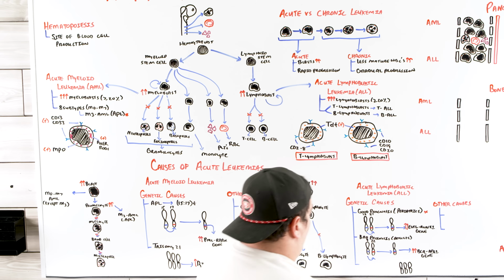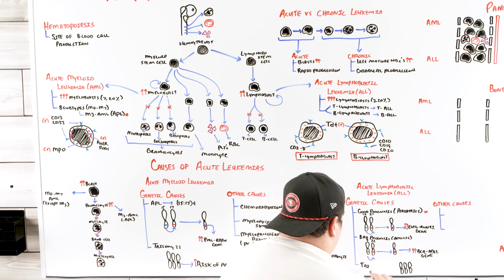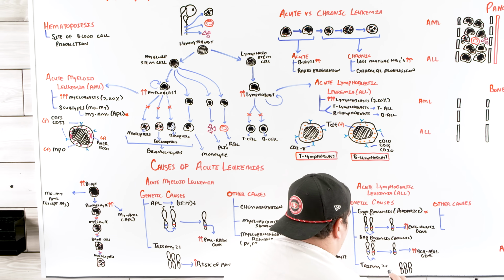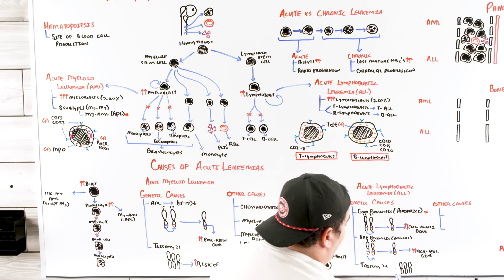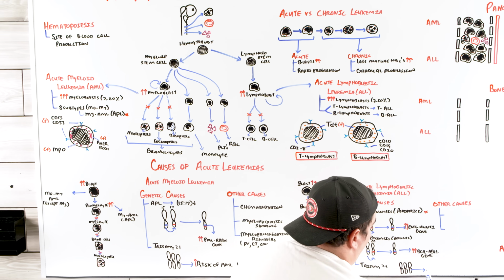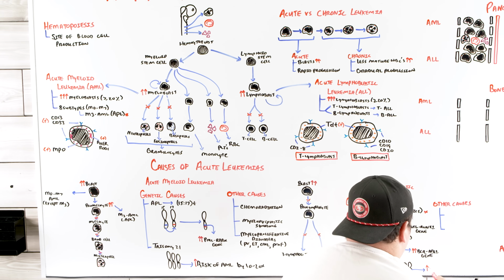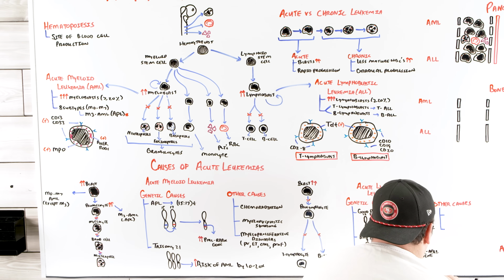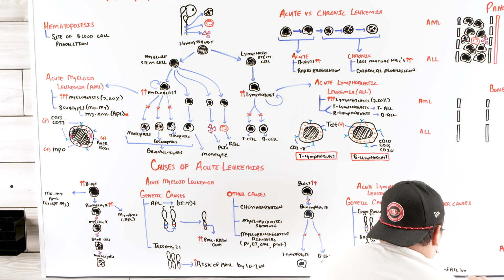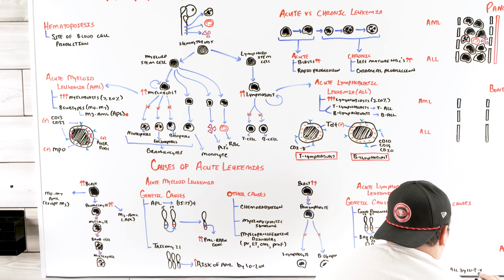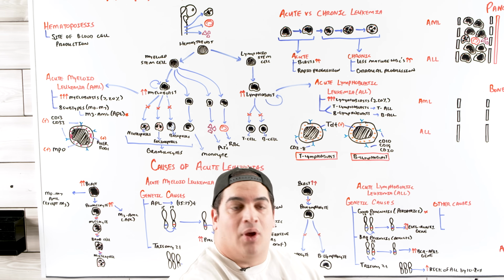I already mentioned this before, but again, trisomy 21 is just a nice little quick reminder that patients with Down syndrome, what happens? They carry a significant risk. Anytime you have this, you increase your risk of ALL and AML by 10 to 20 times. That is the big thing to remember, okay?